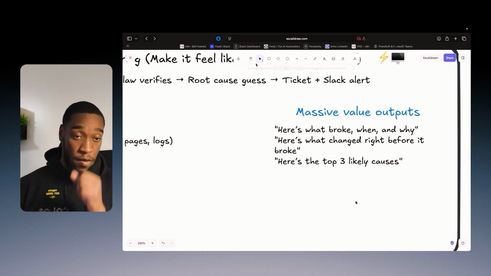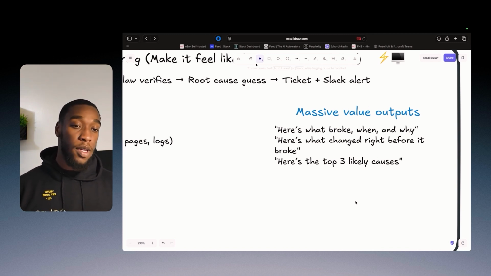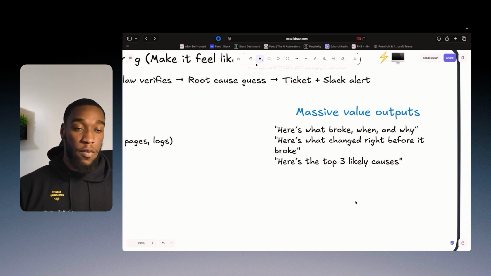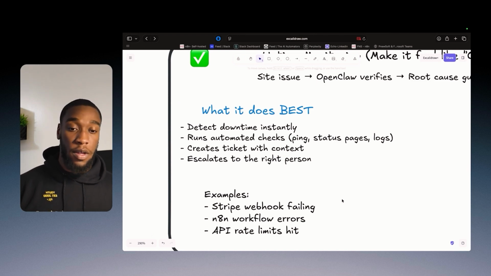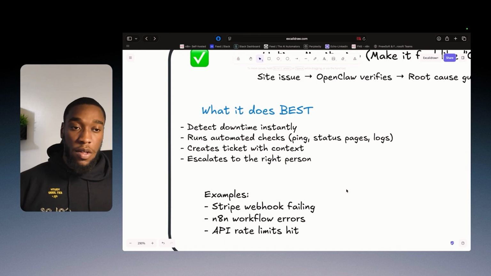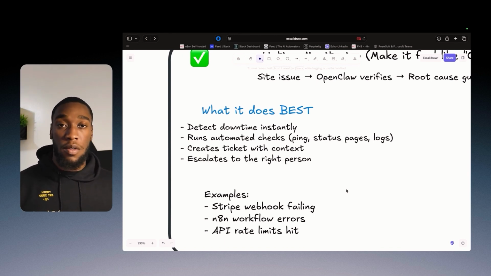A lot of the massive value outputs revolve around seeing what broke and why, and then seeing how you can detect what changed right before it broke and what the likely causes were. So you're able to make data-driven decisions so things like this don't happen in the future. Some examples might be Stripe webhooks failing, end-to-end workflow errors, or even API rate limits. This would prove valuable for any type of business that has many mission critical systems in place.